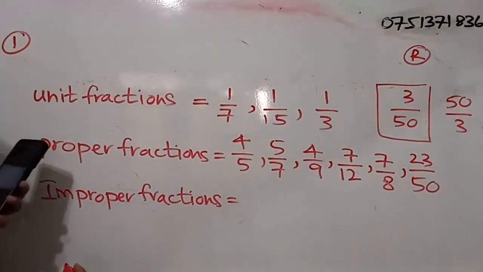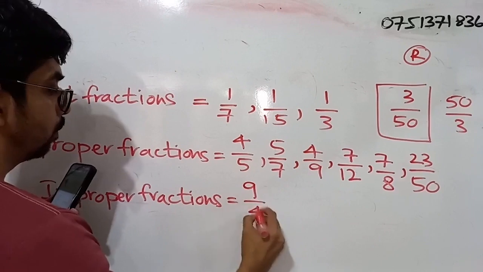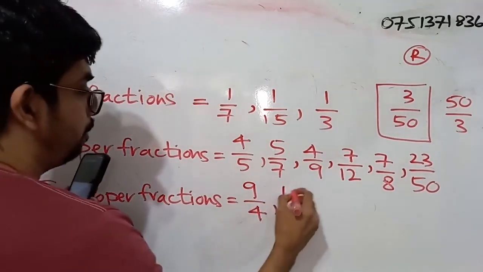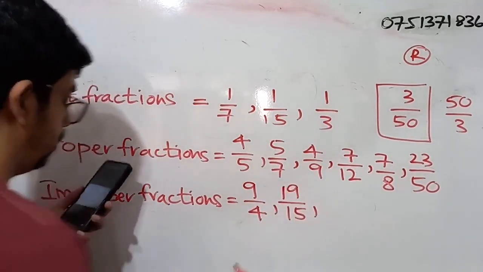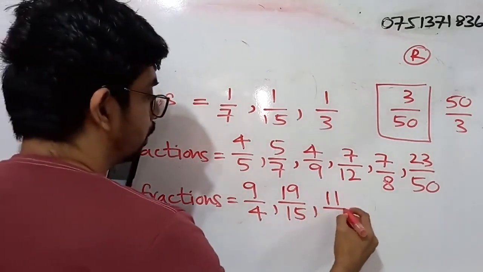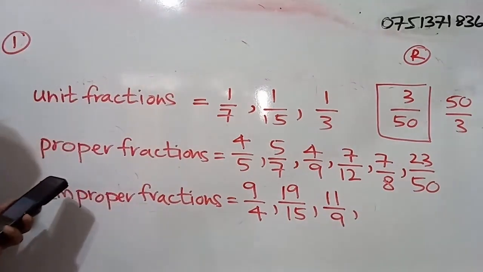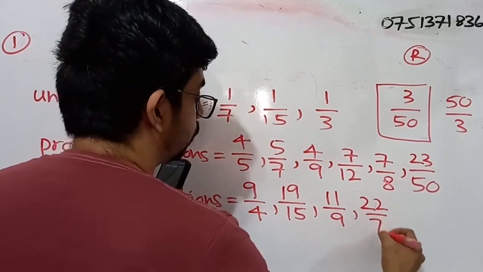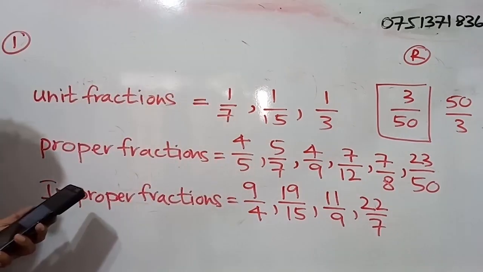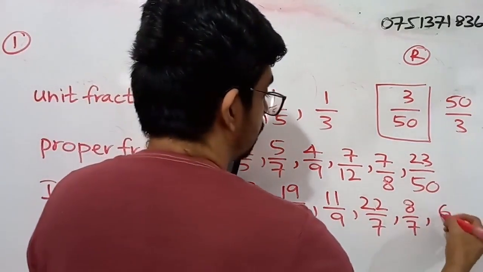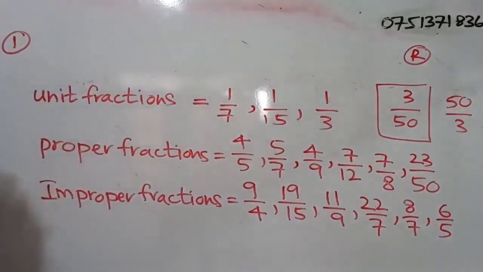So what are those fractions? So we have 9 by 4. Then we have 19 by 15. Okay. Then we have 11 by 9. Then we have 22 by 7. Then we have 8 by 7 and also 6 by 5. Right. Then we will move to the next question.